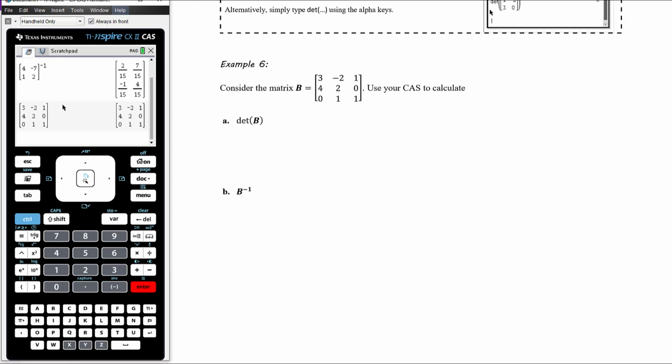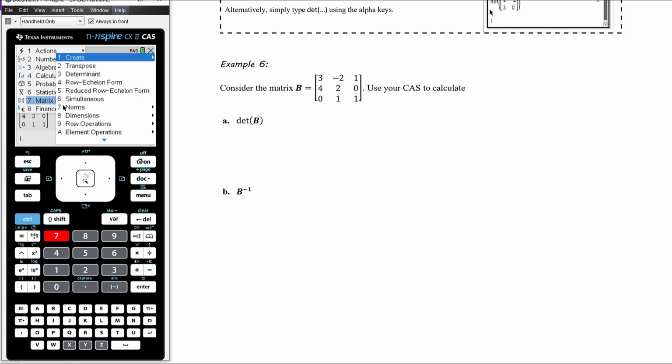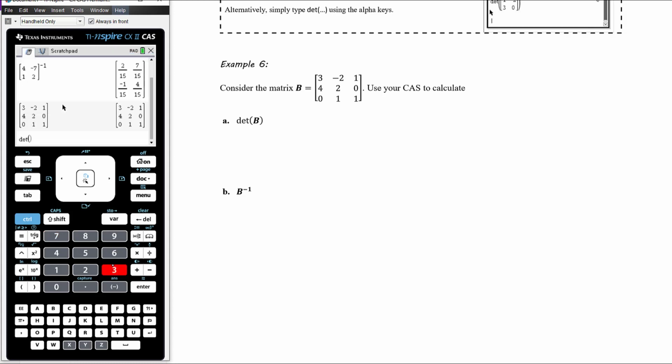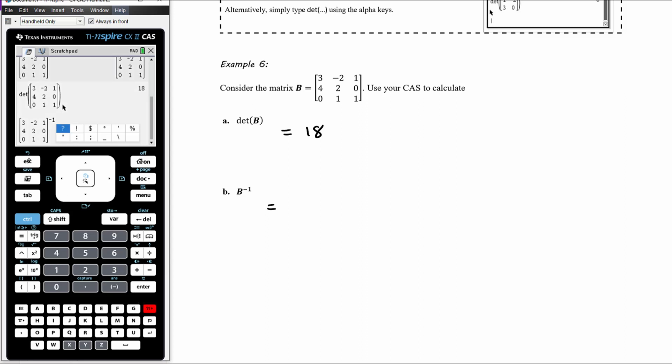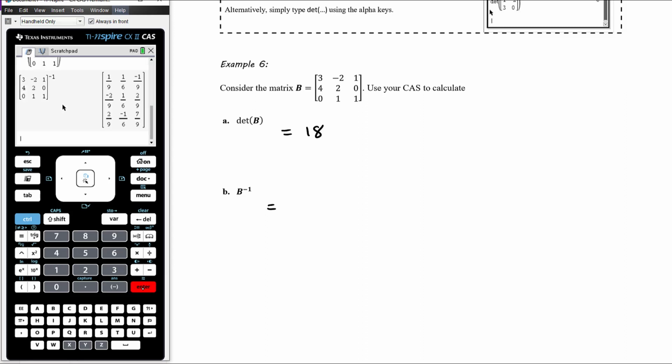If I want the determinant, menu, 7 for matrices and 3 for determinant, I'm just going to scroll up and press enter to copy that matrix down into my determinant bracket. And so therefore the determinant is equal to 18. For the inverse of B, again I'm just going to scroll back up and press enter to copy that down onto my next entry line. I'm going to raise it to a power of -1 to get the inverse, and press enter.